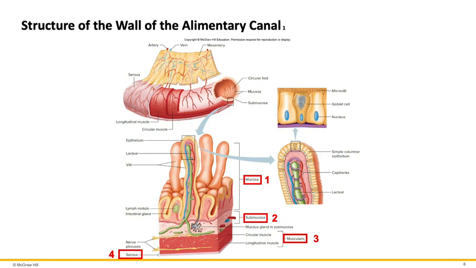The third layer is called muscularis, and there are 2 layers of muscle. There's an inner circular layer of muscle and an outer longitudinal layer of muscle. The function of muscularis is movement of food through the canal, which includes mixing the food and propelling food, which is also called peristalsis. And finally, the outer layer is called serosa, which is also made of connective tissue. The function of this layer is to attach the alimentary canal to the surrounding organs and hold it in place.